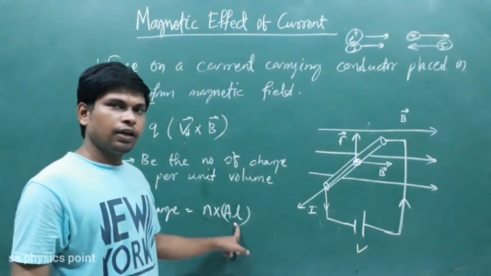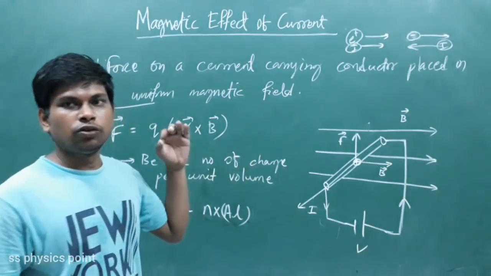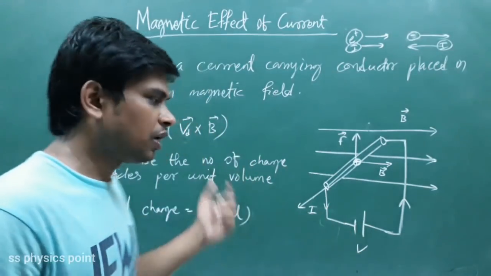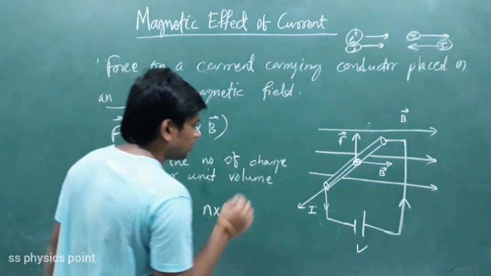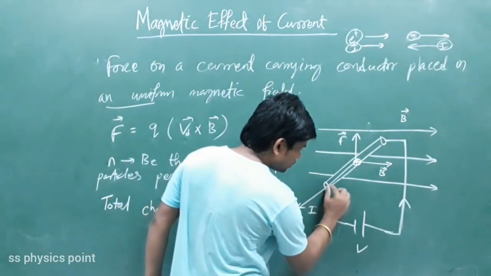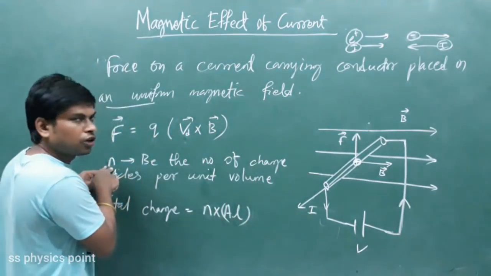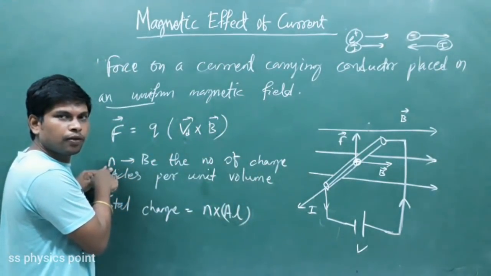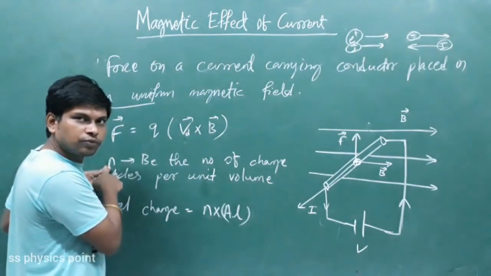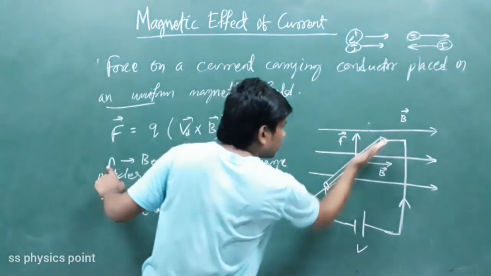This is NaL, similar to drift velocity. Just remember, we have derived in a similar way. Let us consider per unit volume, n number of charges are there. What is the total volume of the conductor?